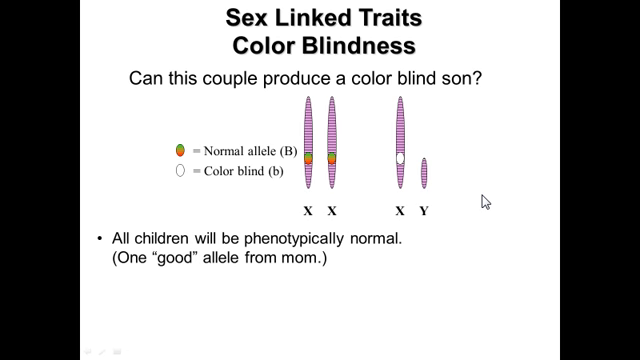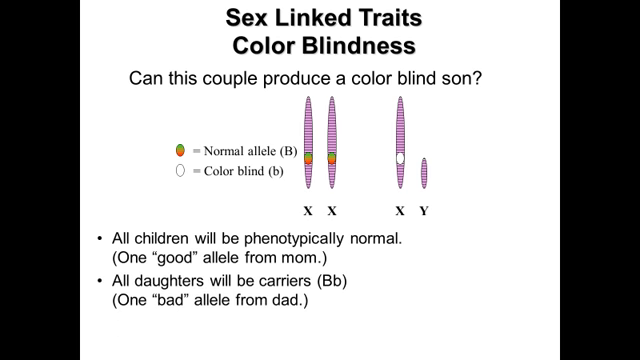So what does this mean? Well, all the kids are going to be phenotypically normal. That means that they're going to always get one good allele from mom, so none of them will be colorblind because the condition is recessive. All of the daughters will be carriers, which is to say heterozygous, because no matter what, they're going to get one good chromosome from mom, and they're going to get the X chromosome from dad, which will have the colorblind gene. And no matter what, all of the sons will be normal, which is to say they will be big B with a Y chromosome.